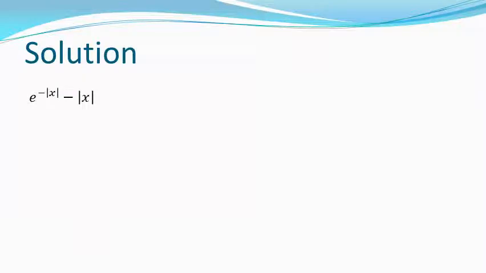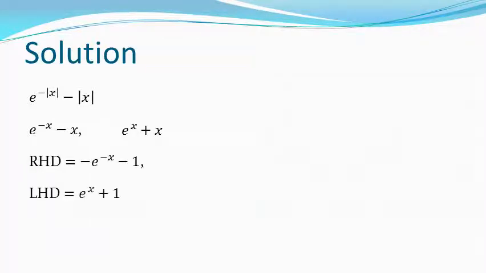So looking at the first function, which is e to the power minus mod x, we can write it down using this formula and this formula. So the first formula is valid when x is positive and the second one when x is negative. Therefore the right hand derivative would be this expression and the left hand derivative would be this expression. So at the point x equals 0, the values of the two derivatives are minus 2 and plus 2, which do not match. Therefore this function is not differentiable at the point x equals 0.